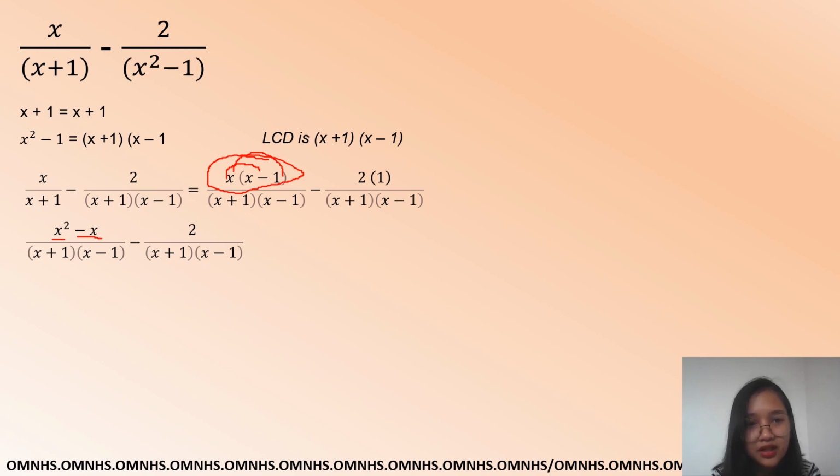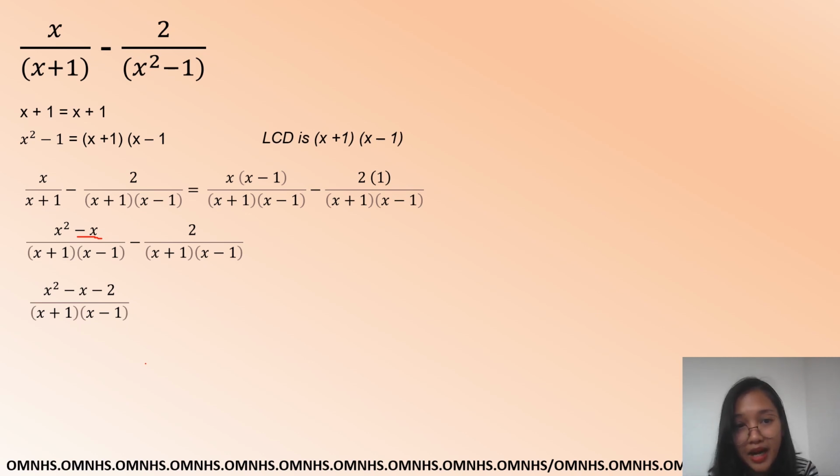Okay. Now, since they have the same denominator, let's write them in 1. Okay? So, we now have this x plus 1 times x minus 1. So, we just copied their same denominator. And then, x squared minus x minus 2. We subtracted the numerators. Right? When the denominators are the same, just copy and then subtract the numerators.